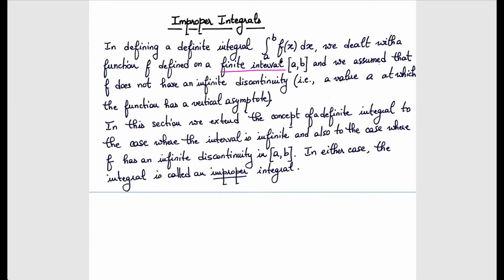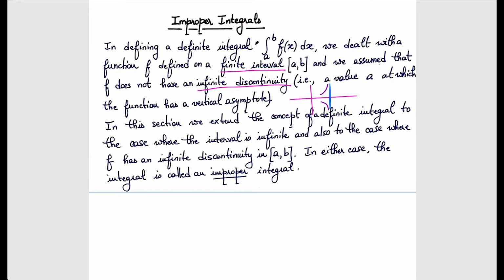And we also assume that the function f, the integrand, doesn't have an infinite discontinuity. What's an infinite discontinuity? It's a point where the function either blows up or blows down. That is to say, it's a point at which the function has a vertical asymptote. So let's say this is the function. It either blows up here or blows down, right? So such a behavior is called infinite discontinuity, if you remember that.